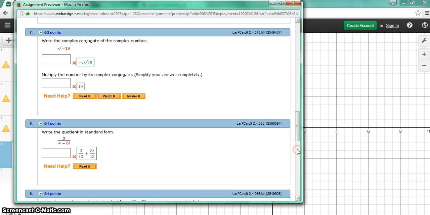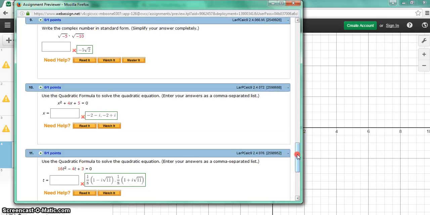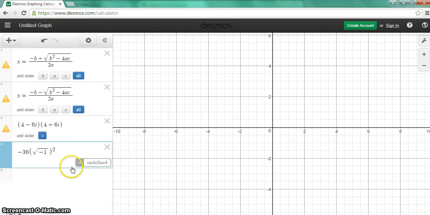And then lastly, let's look at number 11. So this one's asking to use the quadratic formula. And I wrote it on one of those supplements. But this is the quadratic formula. Again, when we're dealing with ax squared plus bx plus c, this would be the two answers. We'd have negative b plus or minus the square root of b squared minus 4ac all over 2a.